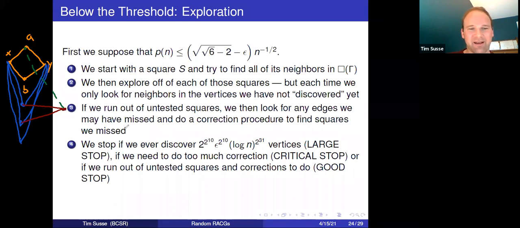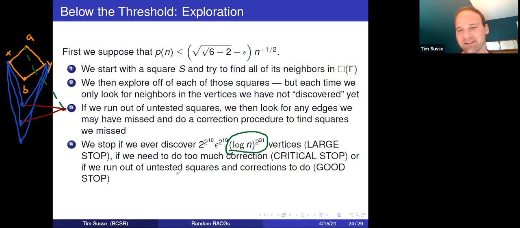And then we'll stop our process if we ever discover this horrible number of vertices. But the important thing is that it's a power of log n many vertices. And so we'll call that a large stop to our process. We'll also stop if we need to correct too much. So if we find too many edges that we missed in our branching process, I think the number is 5. If we ever find 5 edges that we missed, we will stop. And that will be called a critical stop because we've accumulated too much dependency to continue.